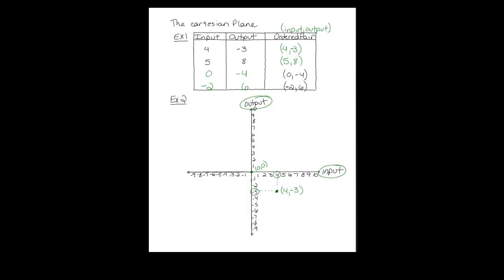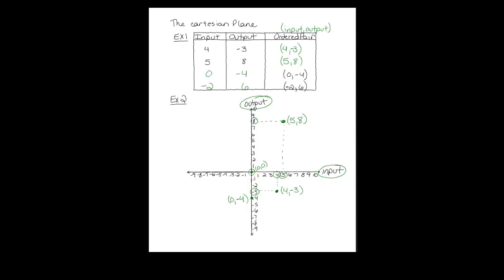You have here the point 5, 8. Locate the input value of 5, the output value of 8, and your point would be right here. Here is the point 5, 8. Now, 0, -4. Remember, the input value of 0 is going to be right here at the origin. So the -4 is your output value. You're going to locate the -4 on the vertical axis. Your point actually goes right on this axis. So the point 0, -4 is plotted right there.